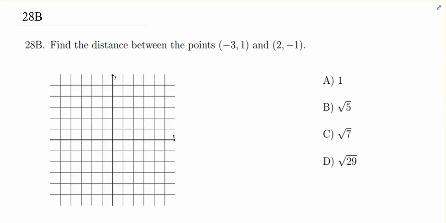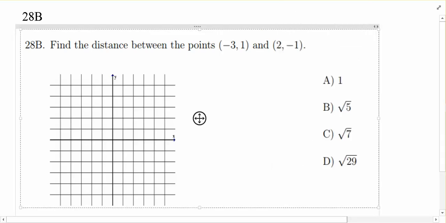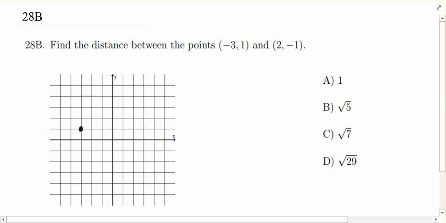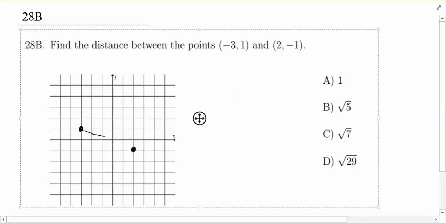We have negative 3, 1. So that's right about there. We have 2, negative 1. That's right about there. Now, with this being a multiple choice test, you can do even less work than the Pythagorean theorem. You can basically just count. You can count roughly how many units it takes to get from there to there.